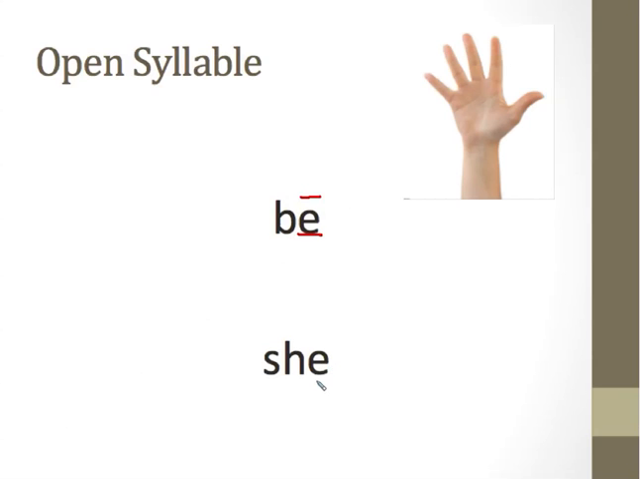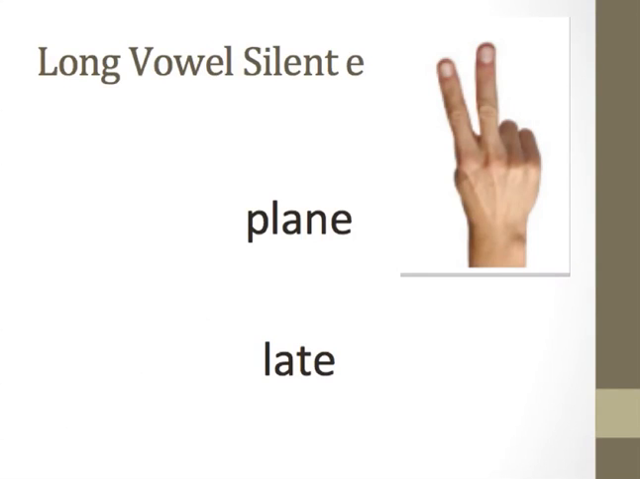The same for this word. I start by finding my vowel, I look to the right of it, and I notice there are no consonants. A single vowel followed by no consonants means that it's an open syllable with a long vowel sound. Sh, e. When coaching your student, you can use an open palm to remind them that it's going to have the long vowel sound.